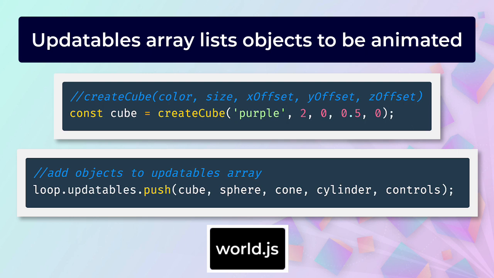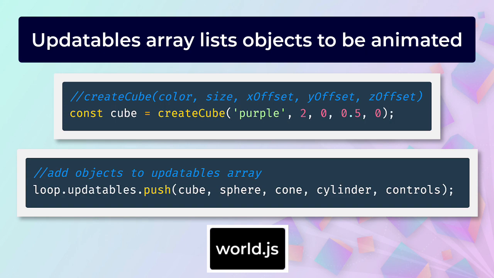The final step in this sequence actually occurs in world.js where we first created this cube using the createCube function. Once this object has been created, it must be added to the Updatables array in the loop object we created within our 3D world. We did each of these steps using code that looks like this. With that last step, we now have a logical organization to efficiently construct and animate all the objects in our scene.